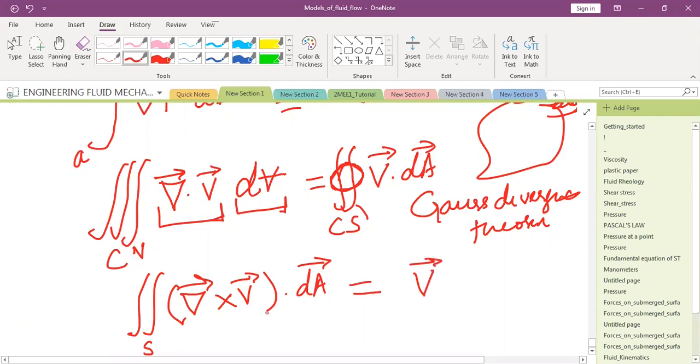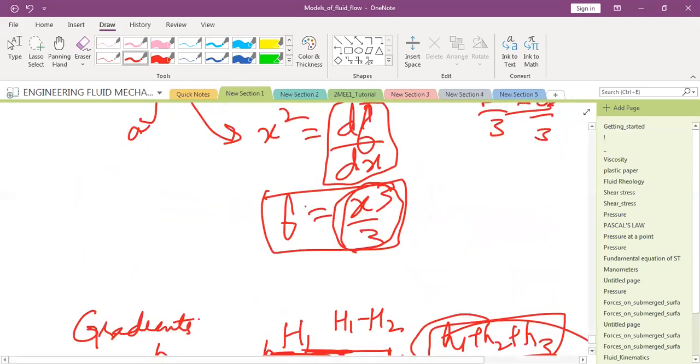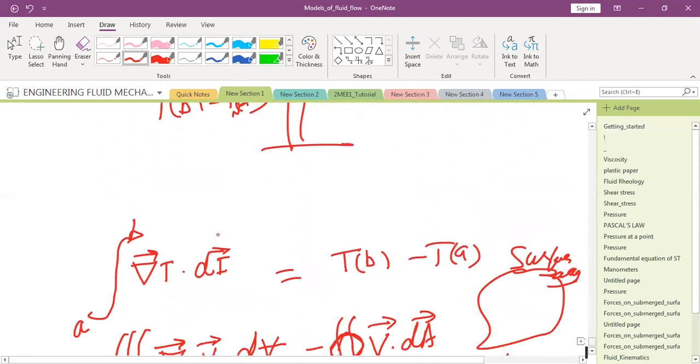v. What is the boundary of a plain surface? If this is the plain paper, what is the boundary of this plain paper? Area will come? Boundary, boundary is the perimeter. So what should I do? The v dot dl, closed line integral. Yes sir. So these are the theorems you need to always remember, and it is very easy to remember if you see the underlying thing.